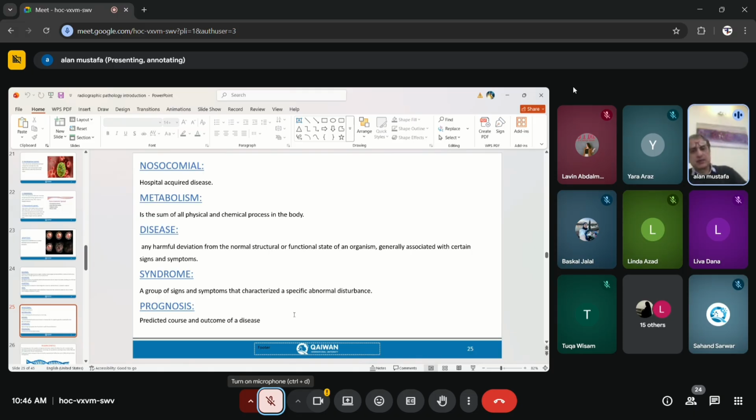If someone has a viral infection, a normal flu infection, the prognosis is good.